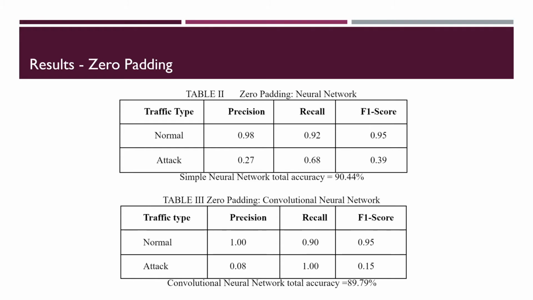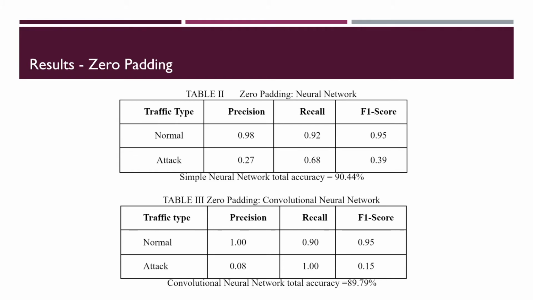And for the convolutional neural network, we received almost similar results, about the same total accuracy. For the convolutional neural network, the total accuracy was 89.79%. And as we can quickly see, for the confusion matrix, the results for normal type traffic were 1.00 precision, 0.90 recall, and 0.95 F1 score. And for attacks, slightly less than what we received in the zero padding approach for the neural networks.